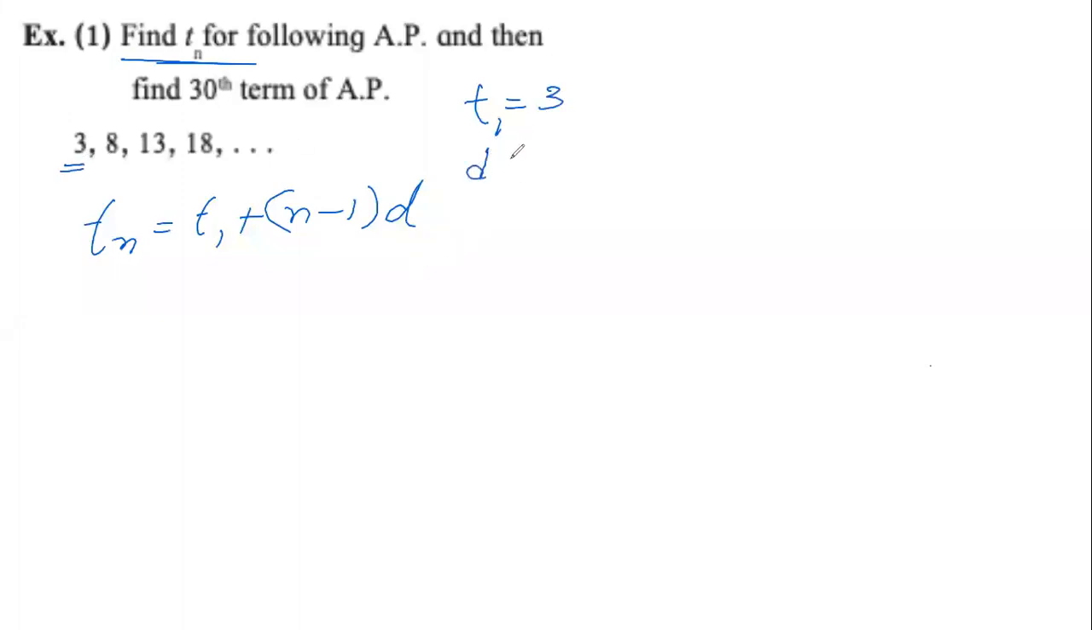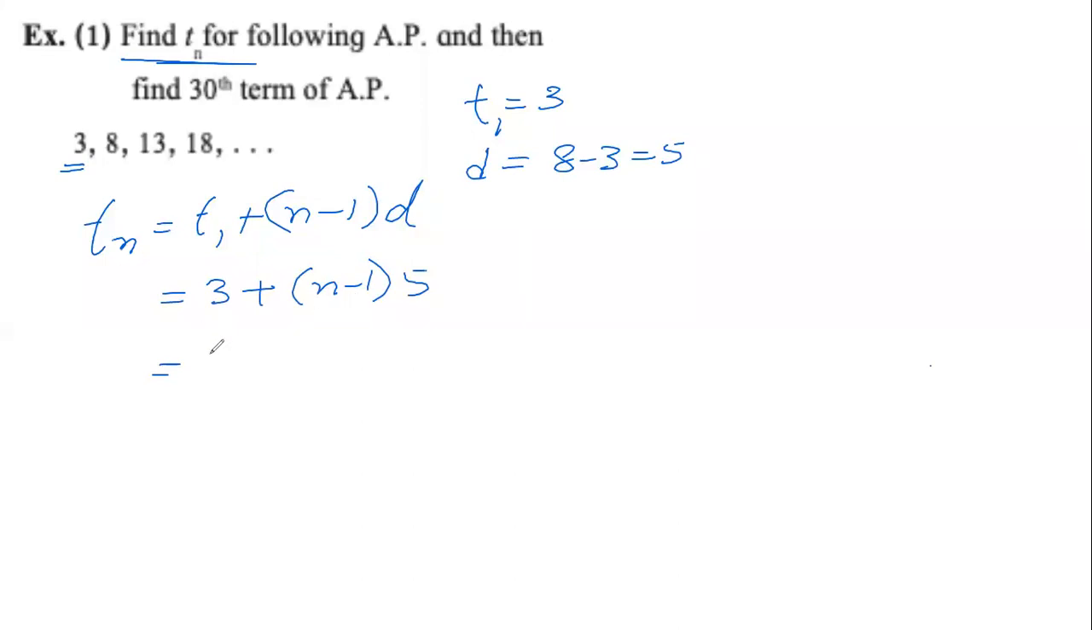And our D is the common difference, which is 8 minus 3 equals 5. We know this already. So when we put T1 is equal to 3, n minus 1 as n minus 1, and D as 5. Till now, this is an arithmetic progression question. From here onwards, it becomes an algebra question.